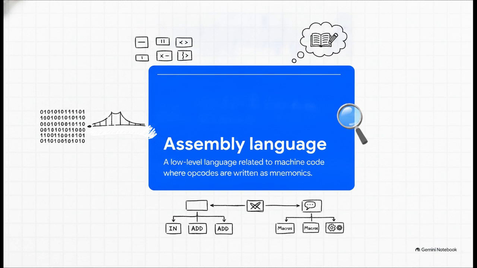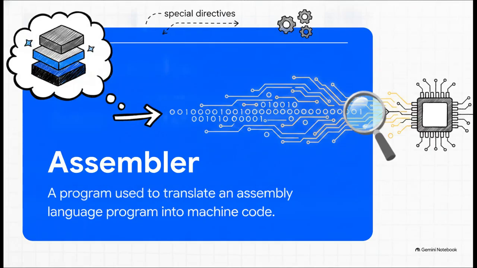We use simple abbreviations like in for input or add for addition. Plus, it lets programmers use helpful things like comments, symbolic names for constants, and even macros, which are just sequences of instructions you use more than once in a program. But here's the catch. Our CPU still only speaks binary, right?